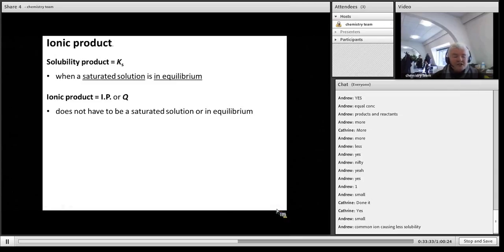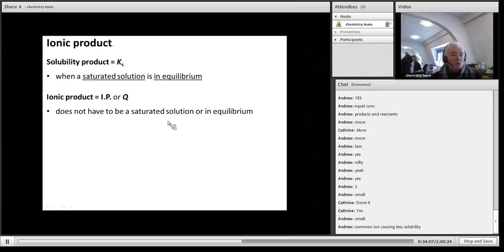Now, this is what we use when we're trying to predict whether something is going to precipitate or not. We have two terms, ionic product and solubility product. They're exactly the same, except solubility product always applies to an equilibrium. If it's an equilibrium, it has to be a saturated solution, because I've got to have my solid there in equilibrium with my ions.